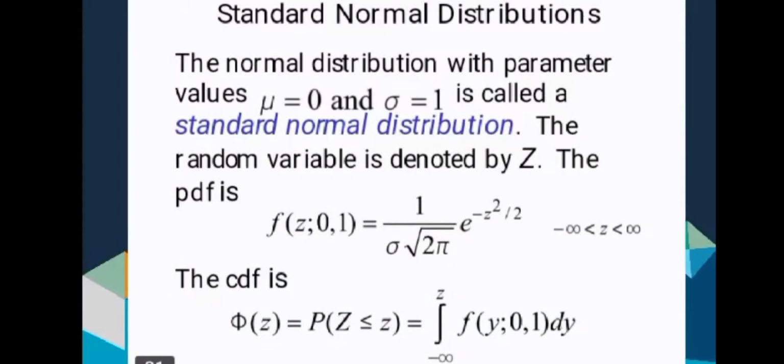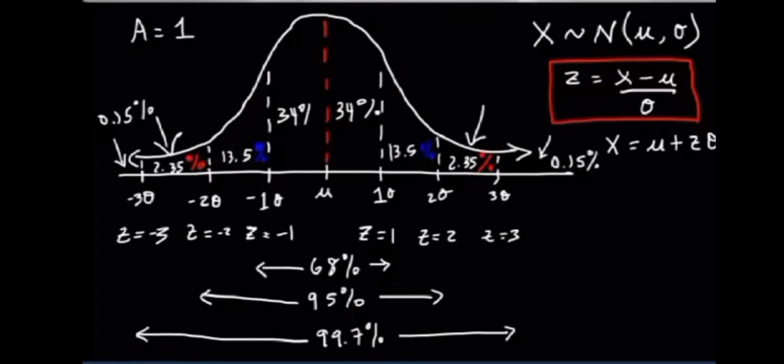Here we go to the solving, with the formulas. Standard normal distribution: the normal distribution with parameter values mean equal to 0 and standard deviation equal to 1 is called the standard normal distribution. Below is the formula to compute. This is the curve. So 34 is at the mean, and then the other percentages we will solve.